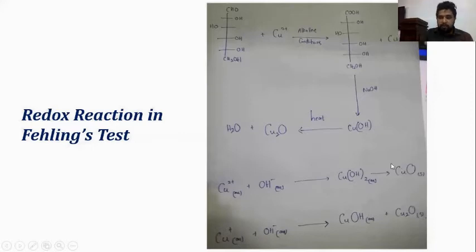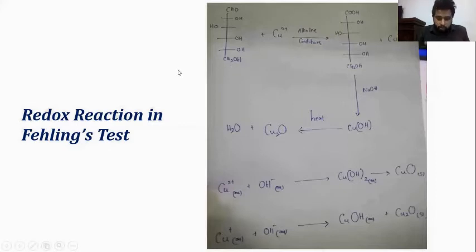When that black precipitate is there, we cannot observe the cuprous oxide. That will interfere with the intended positive result of the test. That is why we have to avoid this reaction. For that, we need to add potassium sodium tartrate. Is that clear? Yes, sir. Thank you. Okay, so that's it, I think, for Fehling's test.